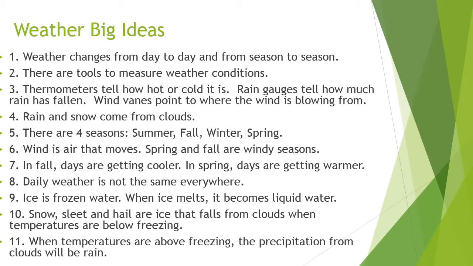And then we want to relate the idea of ice and water to temperature. We can look at the temperature outside and make predictions. If water is going to fall from the sky and it's under 32 degrees Fahrenheit, we're going to get snow. If it's above 32 degrees Fahrenheit, we're going to get rain. If it's close to that temperature, we might get sleet or hail. So that's the idea of weather.